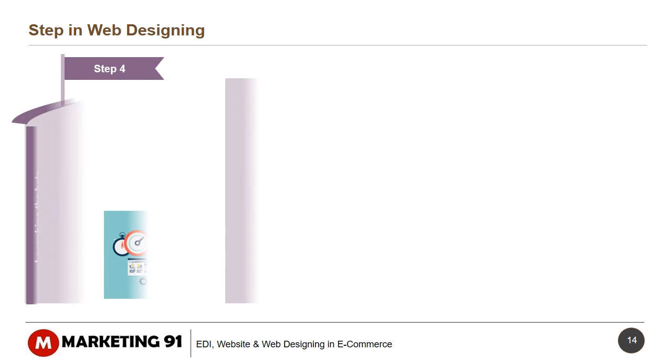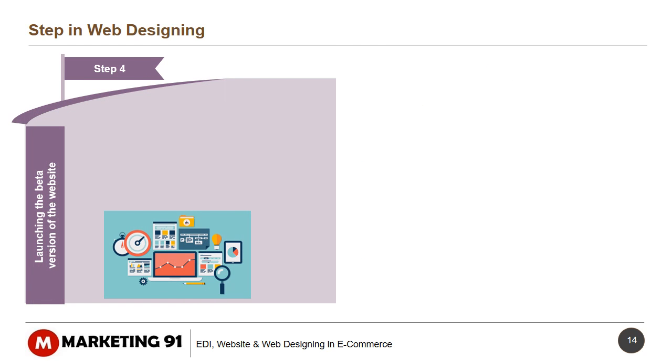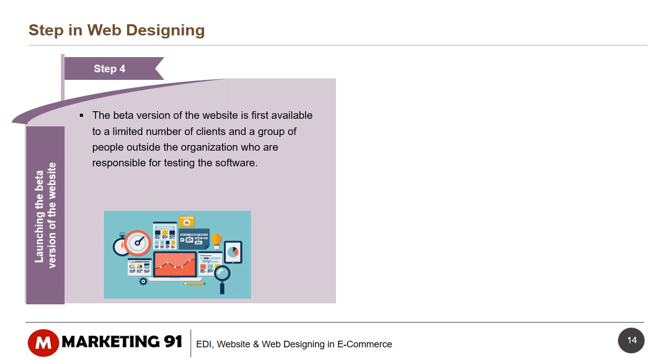Step 4. Launching the beta version of the website. The beta version of the website is first available to a limited number of clients and a group of people outside the organization who are responsible for testing the software. If any bugs or issues are identified, the developers make corrections in the codes.